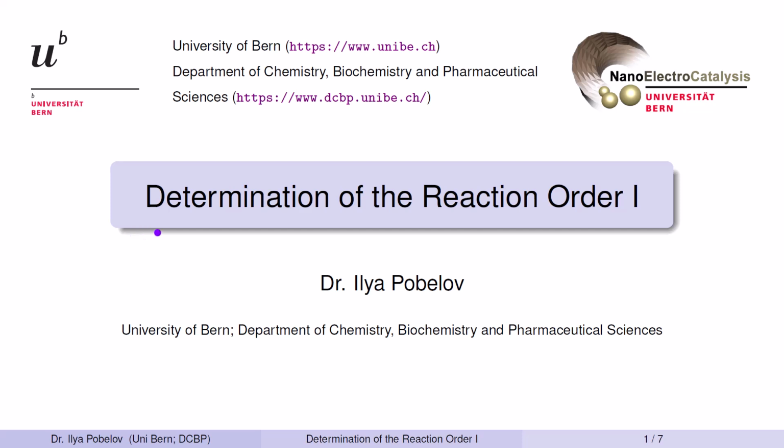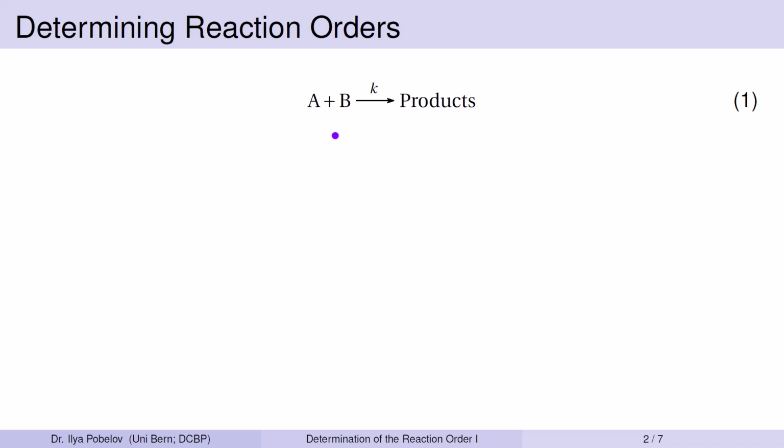In this module, we will start the discussion of experimental methods allowing us to determine the reaction order. Let us consider the reaction of two substances A and B. In general, we can expect that the rate law expression for this reaction is given by this expression.